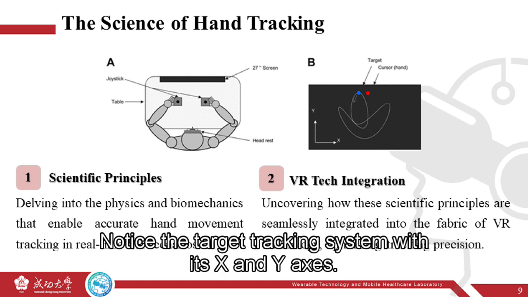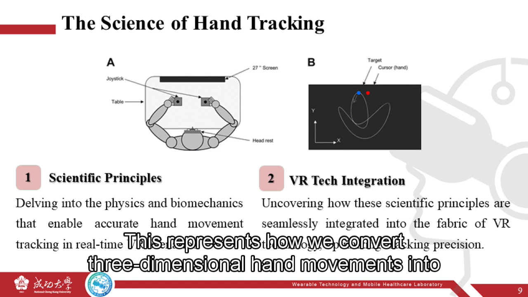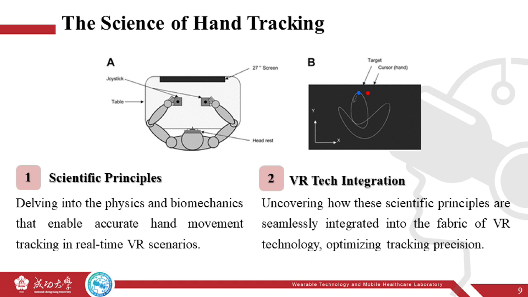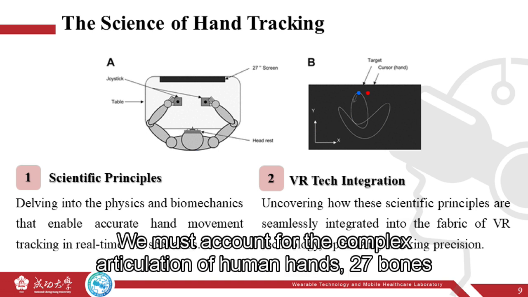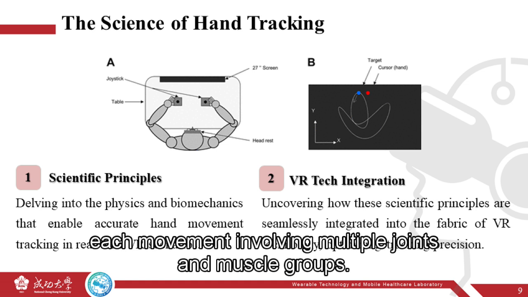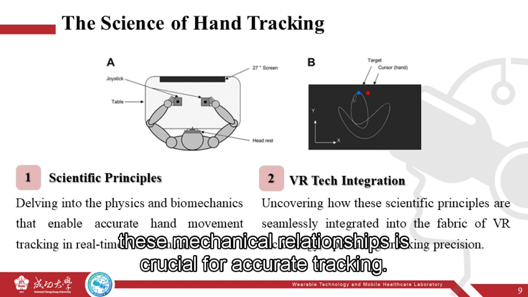Notice the target tracking system with its X and Y axes. This represents how we convert three-dimensional hand movements into precise digital information. The scientific principles underlying this technology are rooted in biomechanics. We must account for the complex articulation of human hands, 27 bones working in concert, each movement involving multiple joints and muscle groups. Understanding these mechanical relationships is crucial for accurate tracking.